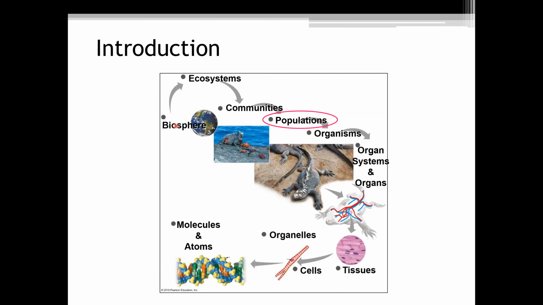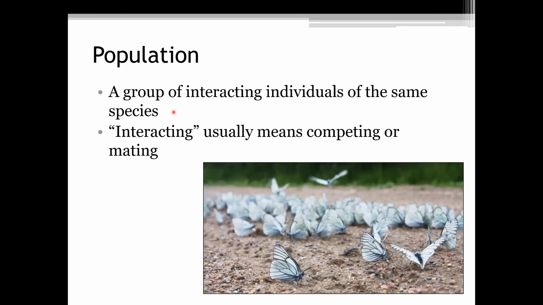So the arrows here are going from largest to smallest. I just went from smallest to largest because that's how we discussed it in our course this semester. So, what is a population? Well, a population is a group of interacting individuals of the same species. When we say interacting here, we usually mean that they are competing or mating. Interacting here means competition for resources.